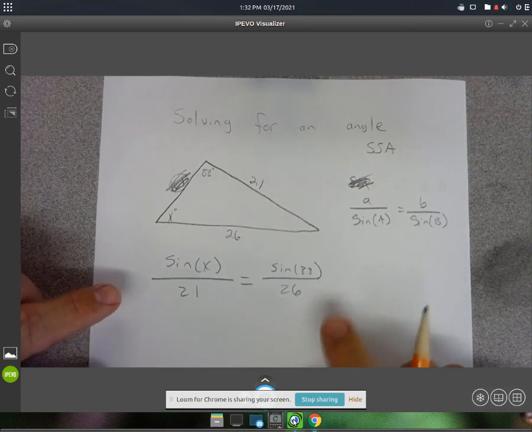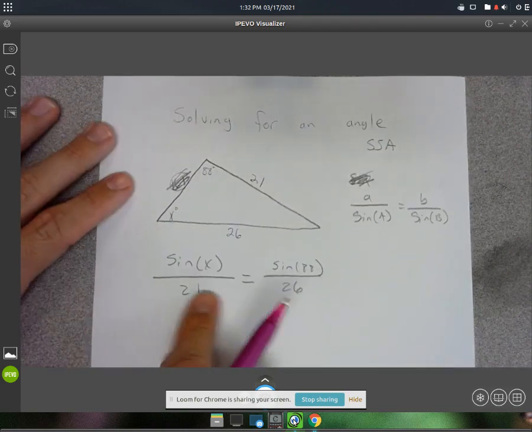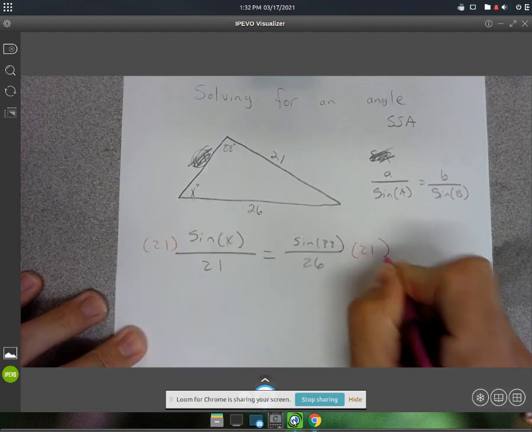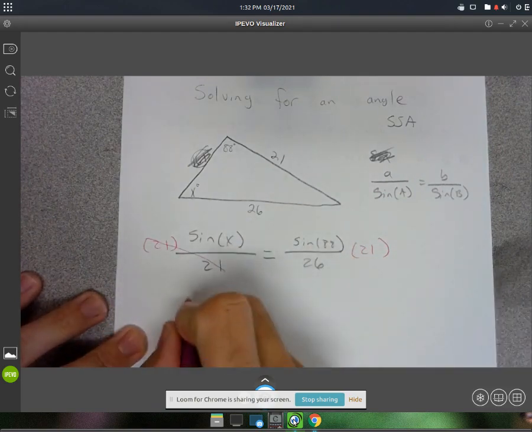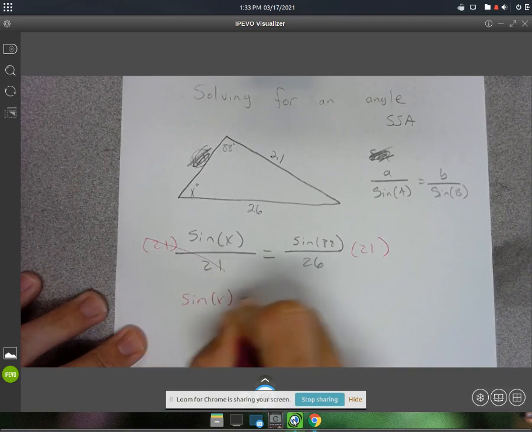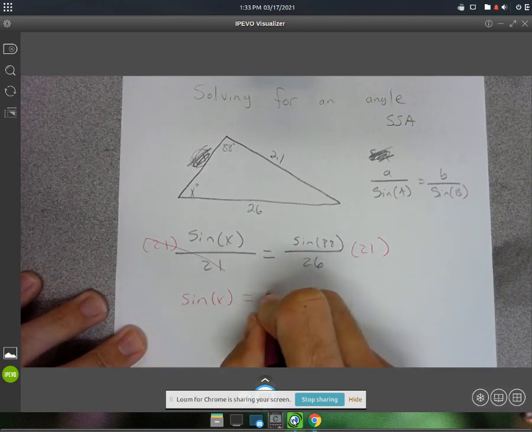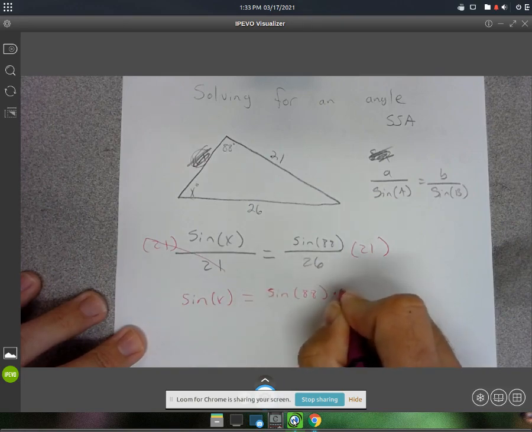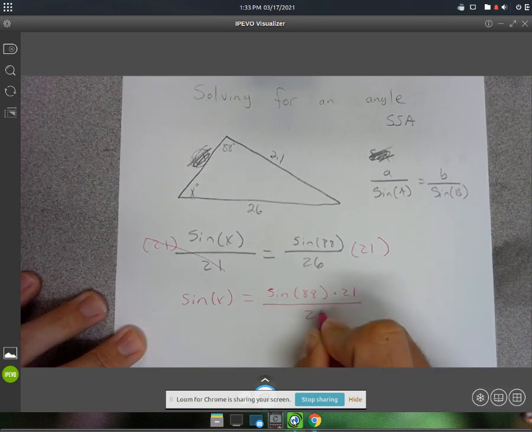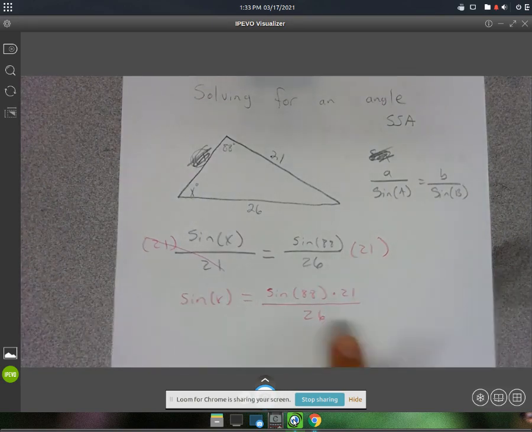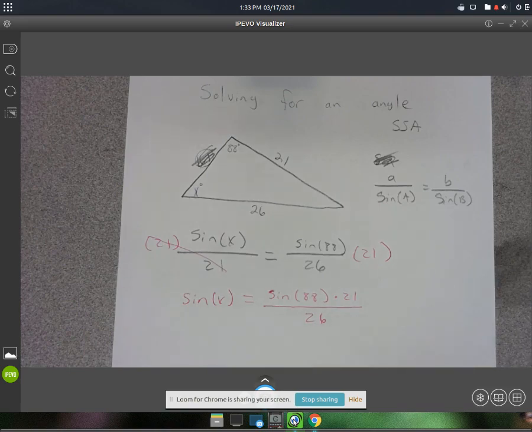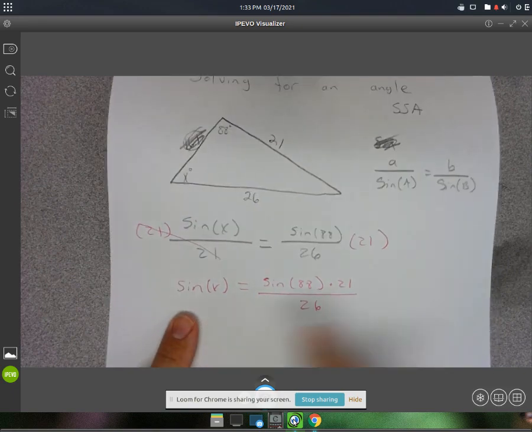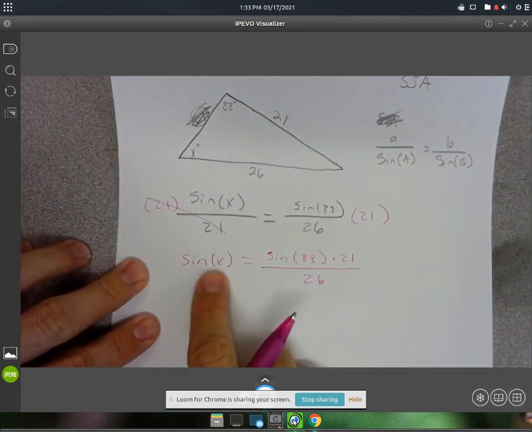All right, so to solve this, what I need to do is get rid of this 21. So I'm going to multiply by 21 on both sides. They cancel, and I get sine of x is equal to sine of 88 times 21 over 26. You could punch this into your calculator as it is right now. But the next step is the one where you have to think about it a little. You want to get the x by itself.